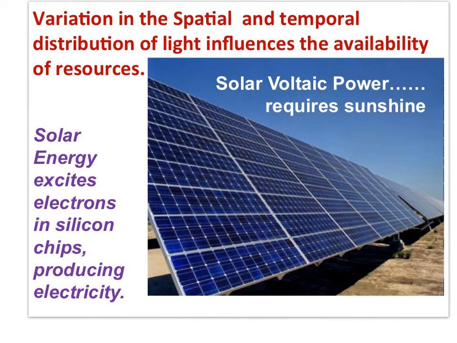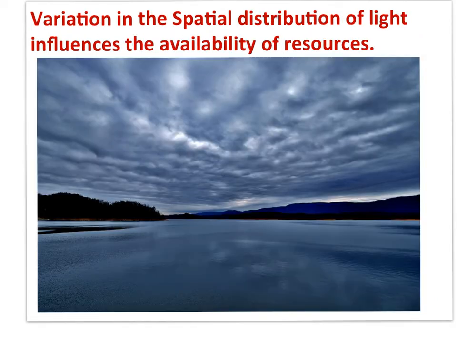Solar voltaic cells, seen in this photograph, transform solar energy into electricity. The energy from solar voltaic cells is a renewable form of energy, but solar energy varies spatially and temporally. Insolation varies across space and time. The equator receives more solar energy than polar regions, and Paris in June receives more solar energy than Paris in December. Light varies spatially and seasonally.